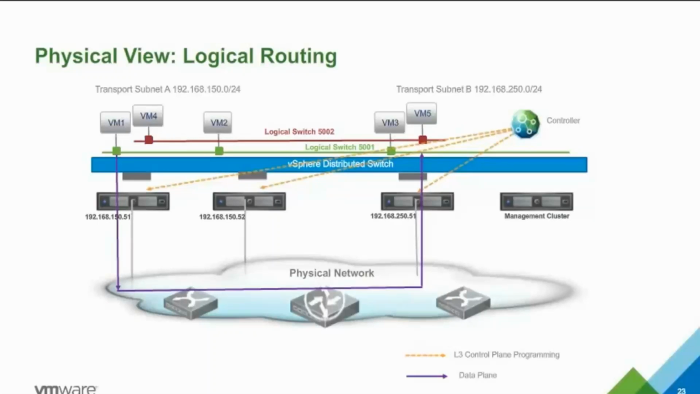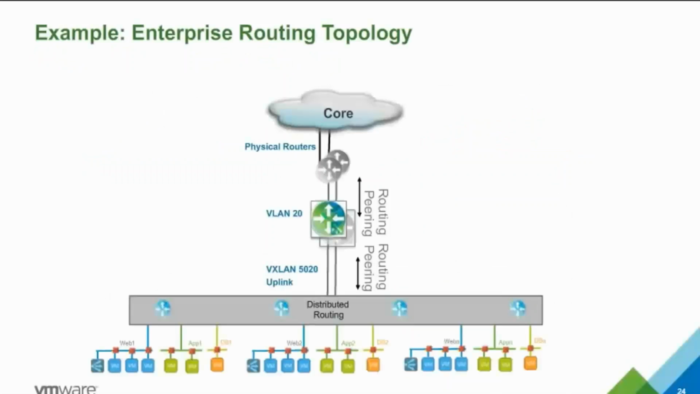So let's say two VMs want to talk. The routing is done in the hypervisor. Again, if VM1 wants to talk to VM5, it doesn't need to go somewhere to be routed and come back the way it does with VLANs. It can just be routed by whatever local host.